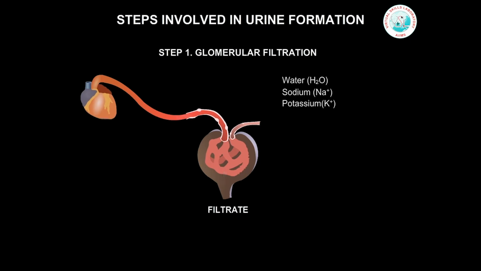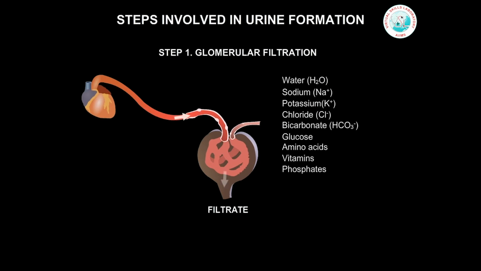So the molecules that are small enough to pass through the filtration barrier include water along with sodium, potassium, chloride, bicarbonate ions, glucose, amino acids, vitamins, phosphates, urea and uric acid. This forms the filtrate. Red blood cells and large proteins are left behind that enter the efferent arterioles. Presence of any of these in the filtrate suggests a disease process involving the glomerulus.